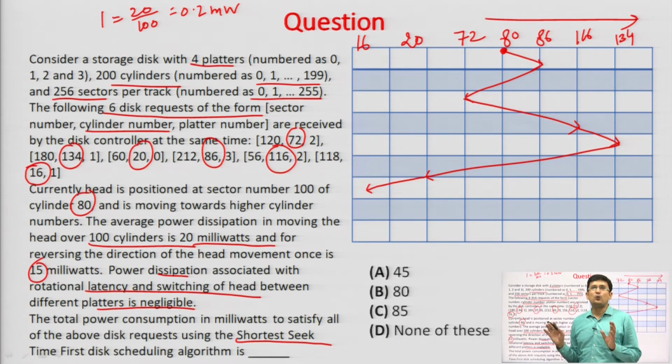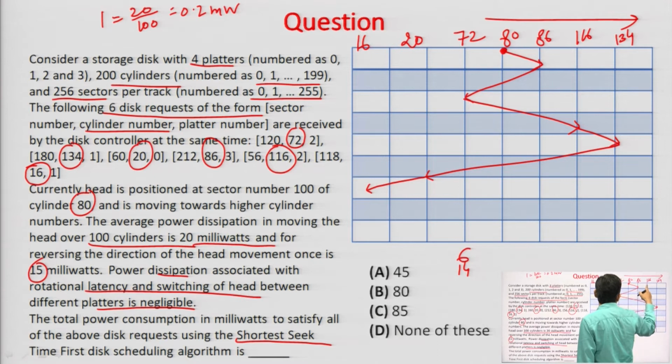Now, let us find out the total distance the disk arm has moved. From 80 to 86 it is 6, from 86 to 72 it is 14, from 72 to 116 it has taken 28 plus 16, 44 distance.